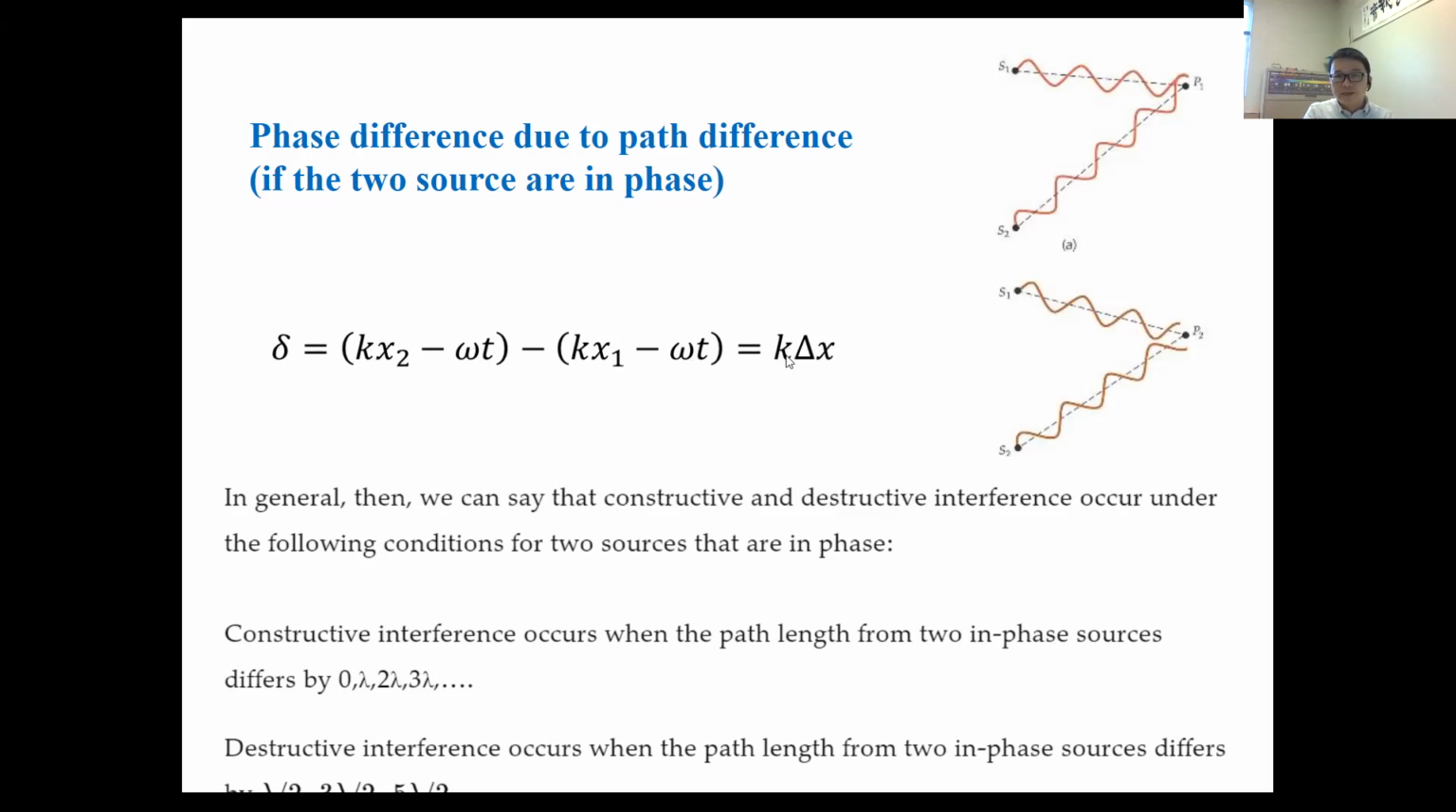If this equals 2 pi, then it doesn't matter. When the peak reaches here, the second wave's peak also reaches there. It might be just a difference of integer numbers of 2 pi's. So k times delta x is equal to n times 2 pi.